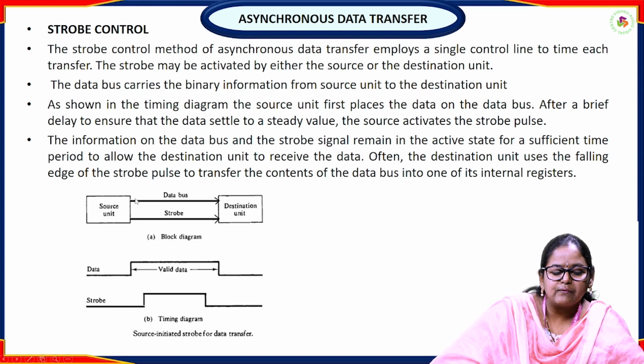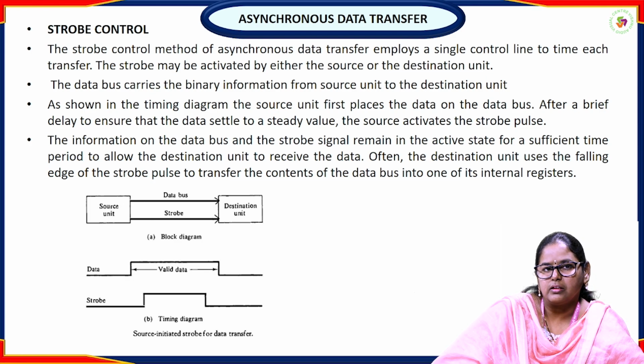The first step is the source placing the valid data over the data bus. The second step is the source initiating the strobe pulse, and then both remain in the high state for some time, so the destination unit accepts the data. The third step is the source disabling the strobe line, and the fourth one is the source invalidating the data on the data bus.